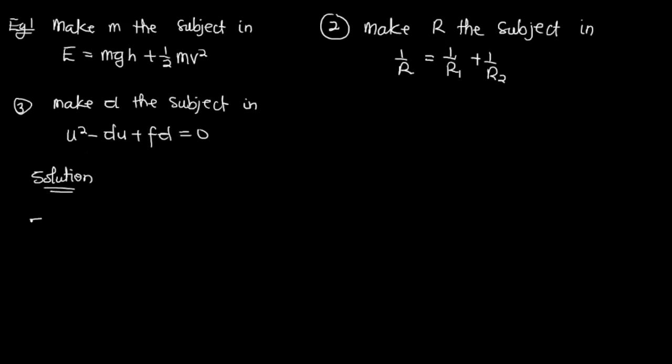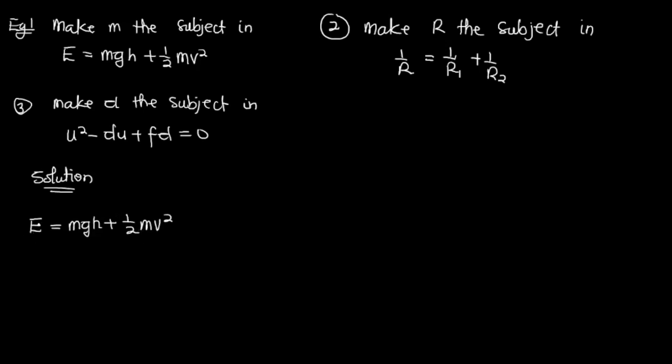Right, so in the first one we have E is equal to mgh plus half mv squared. Alright, so we were asked to make m the subject. Before we do that, we can see we have a fraction here, so let's get rid of it. We do that by multiplying through by the denominator over here, which is 2.